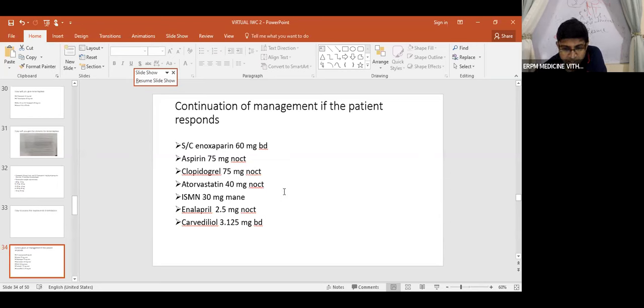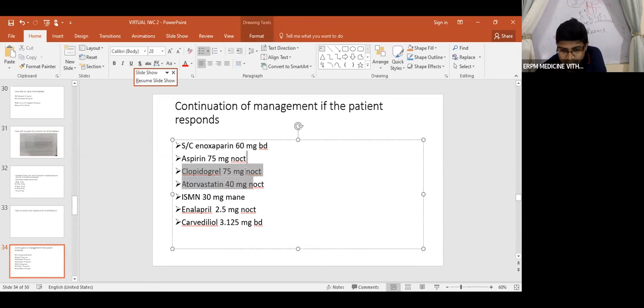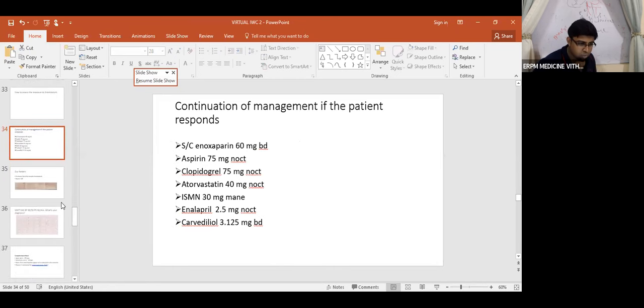Aspirin 75 milligram nocte, clopidogrel 75 milligram nocte. Atorvastatin 40 milligram nocte. Nocte means night. ISMN, that is your nitrate, 30 milligram mane, which means morning. Enalapril and carvedilol. These are the drugs we'll give later. You don't worry about this too much. Viva people should worry about the other one.